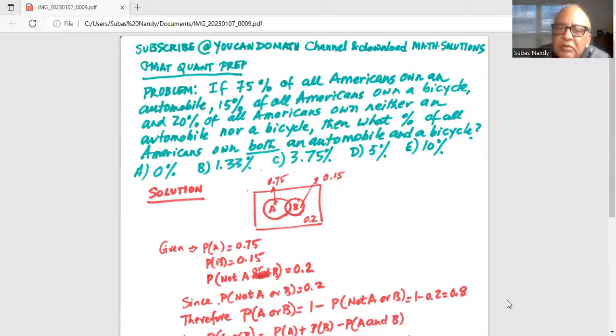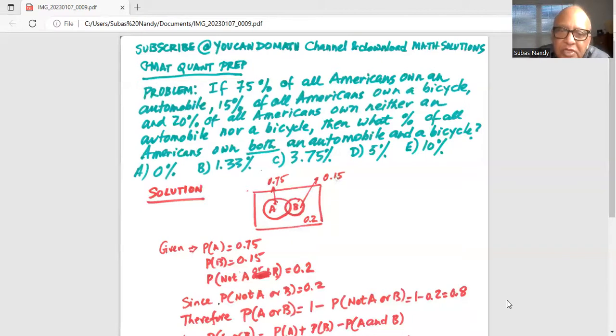So I've done what is called a Venn diagram. Inside the Venn diagram, the rectangle, you see 2 circles intersecting, that is cutting each other. Now A is the probability of an American owning an automobile, which is 0.75. B circle is the probability of an American owning a bicycle, which is 0.15. And outside the circles is the area 0.2, which is the probability that 20% of all Americans own neither an automobile nor a bicycle. That is 0.2.